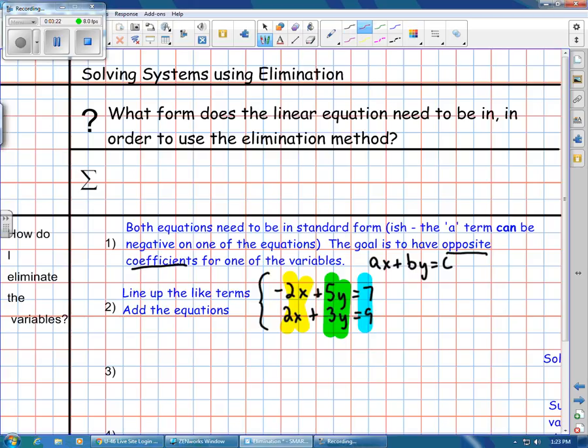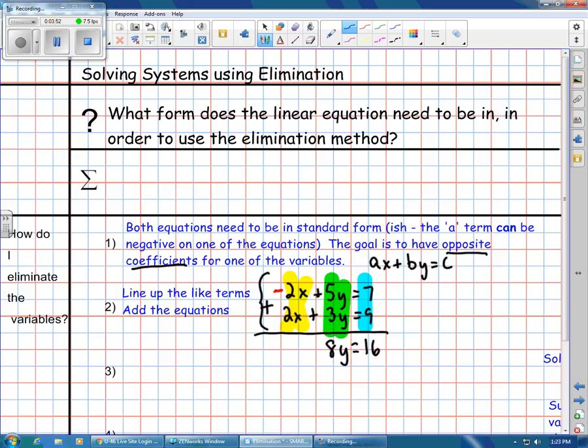So you look at this first one here, negative 2x and positive 2x, those are going to be opposites. What's going to happen when I add these equations together is those are going to zero out, and the x term is going to be eliminated. So now I'm going to add the two equations together. Negative 2x plus 2x is 0. 5y plus 3y is going to be 8y. 7 plus 9 is 16.